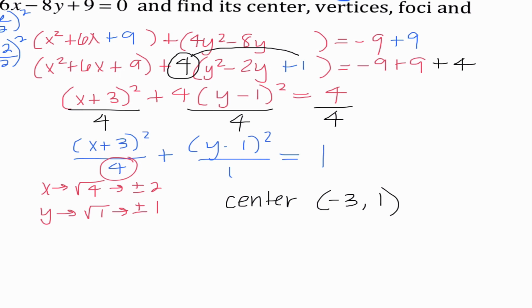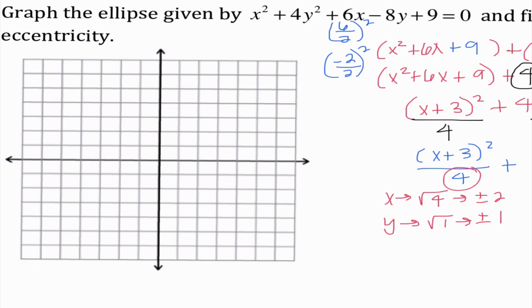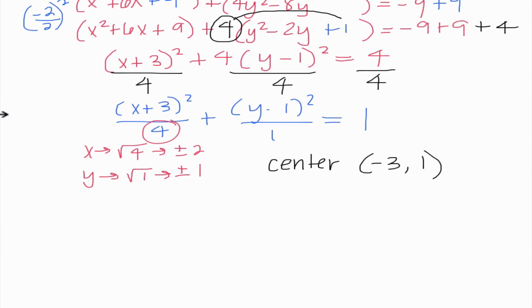I can see that 4 is the bigger denominator, so that means that x is going to be my major axis. So on my graph over here, here's negative 3, 1. We said in the x direction I'm going to move 2, and in the y direction I'm moving 1. So there's my sketch. Now I can see from this, and let me label, these are my vertices because that is the major axis. So it looks like my vertices are going to be at negative 1, 1 and negative 5, 1. So I'm going to go ahead and write vertices, negative 1, 1 and negative 5, 1.